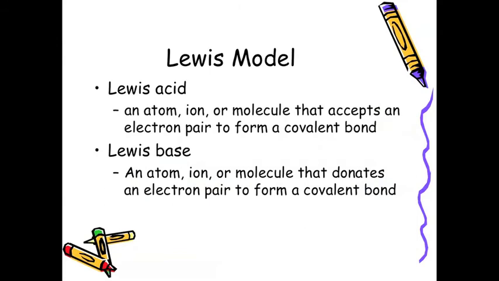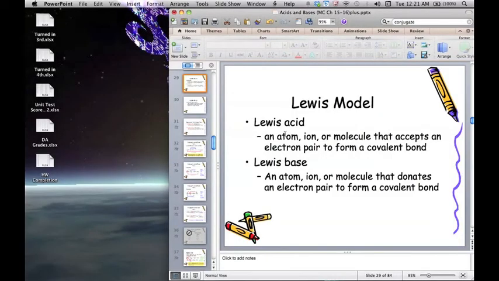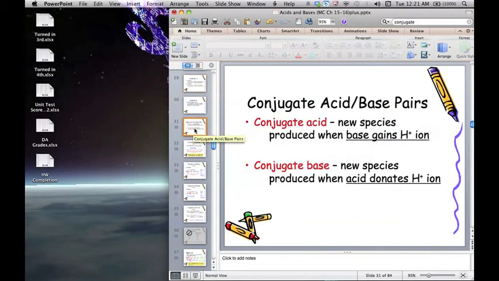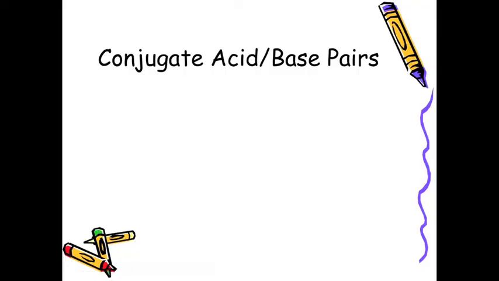The next slide is the Lewis model. Let's skip that, at least for the moment. We'll come back to it later. But for now, jump to slide 31. Slide 31 is conjugate acid / base pairs, and this is something having to do with your homework for tonight.